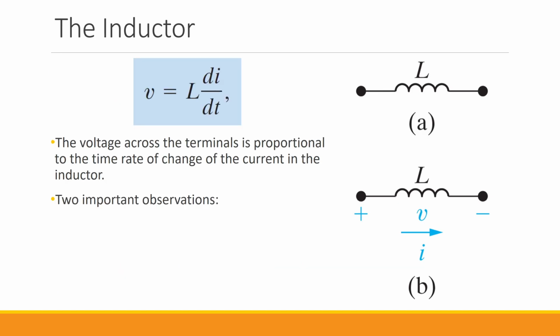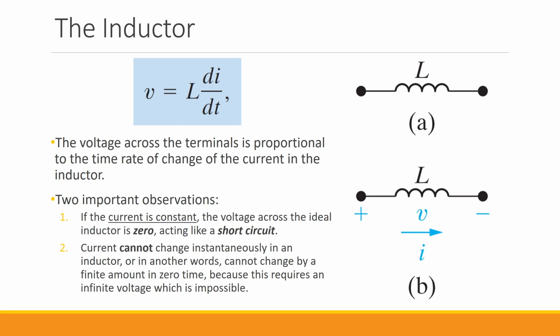As I said, the voltage across the terminals of an inductor is proportional to the time rate of change of the current in the inductor. But this has some implications. The first thing is that if the current is constant, so there are no variations in the amount of current that goes through the inductor over time, the voltage across the inductor is zero. So basically it acts like a short circuit.